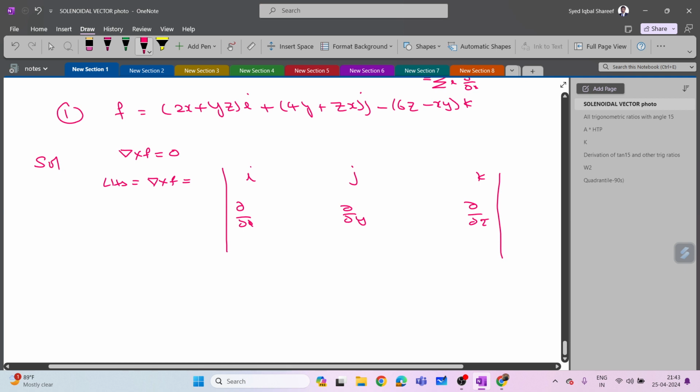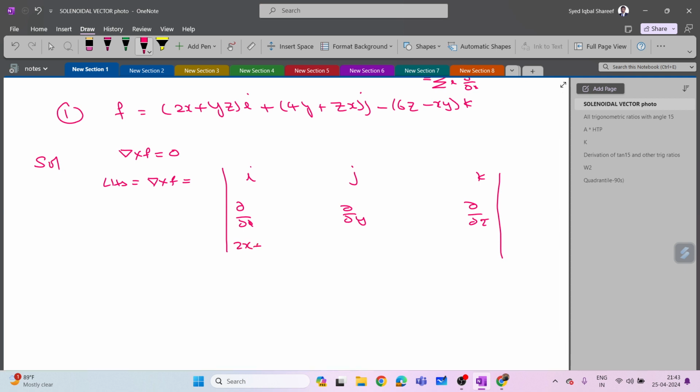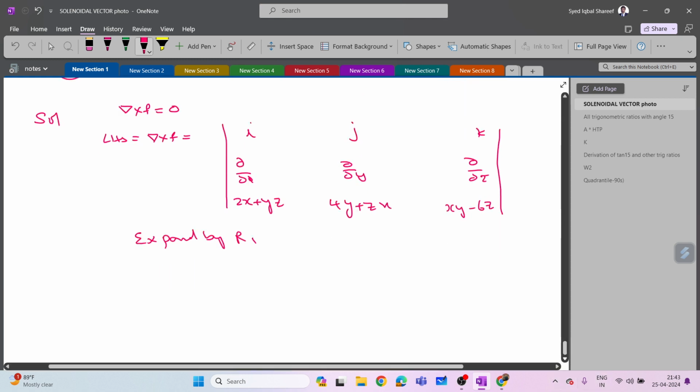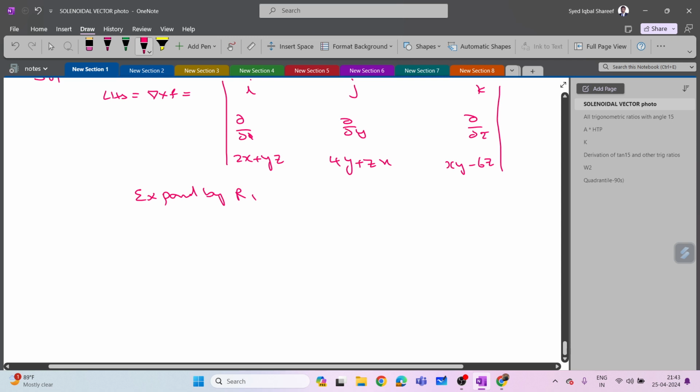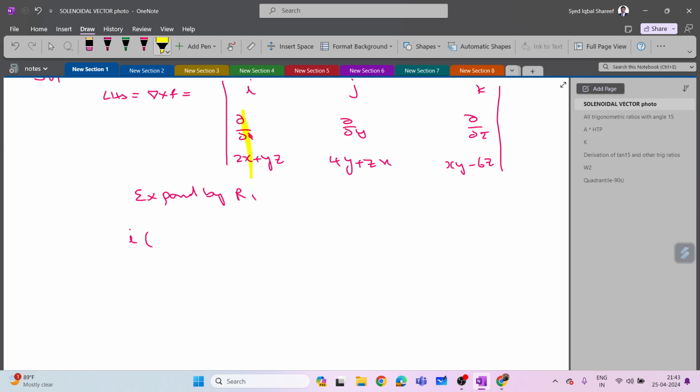So this is f. Now write the third row as f: 2x plus yz, 4y plus zx, xy minus 6z. Now expanding by r1. Expanding by r1. I as it is. Now for i, this row and column are gone, so you have to go with dou by dou y of this and dou by dou z of this.